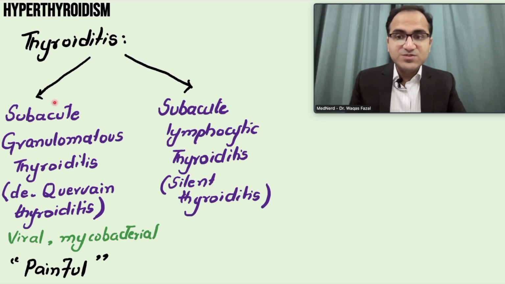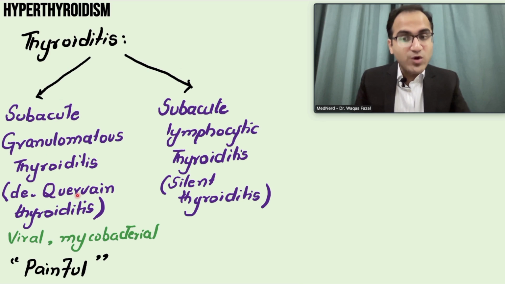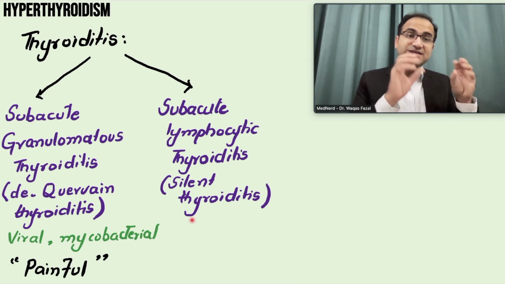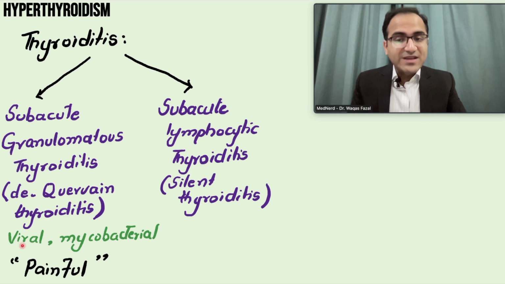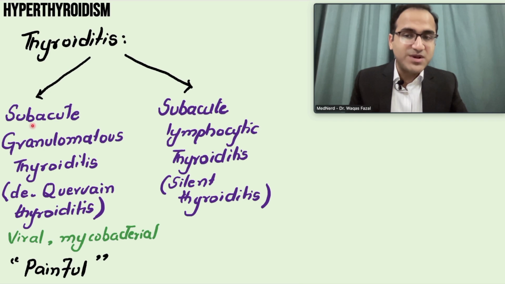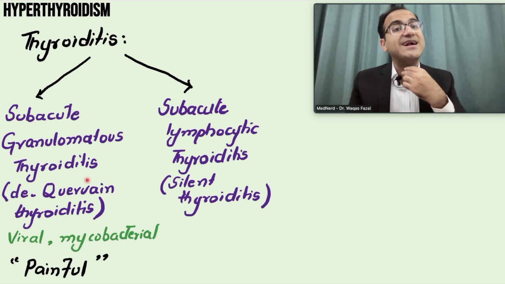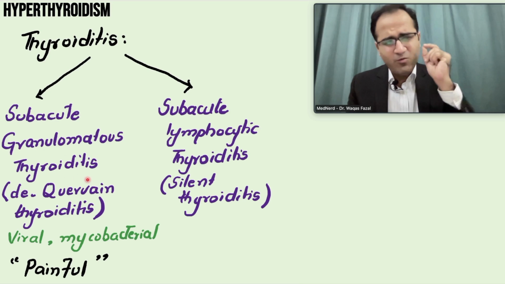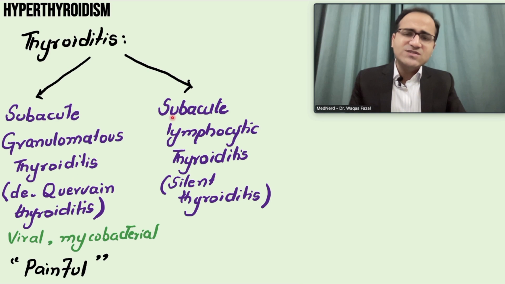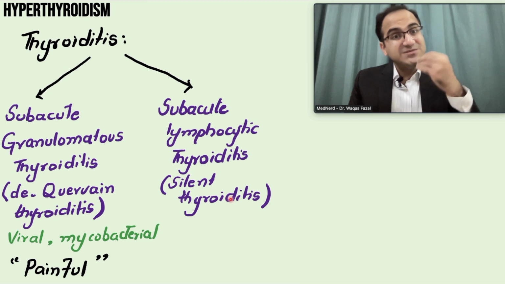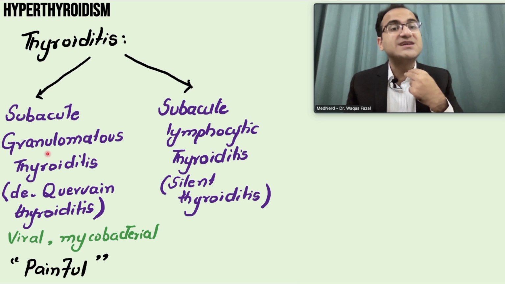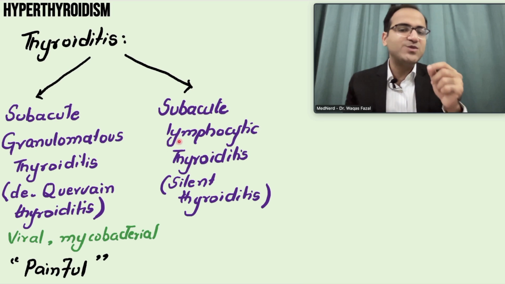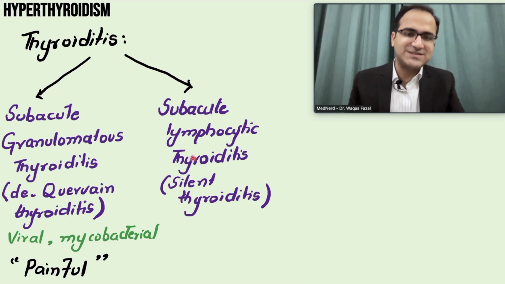Thyroiditis is divided into two types. Subacute granulomatous thyroiditis, also called de Quervain thyroiditis, is where there is an infection in the body and that infection destroys the thyroid gland and releases thyroid hormones. So a viral infection or mycobacterial infection can cause subacute granulomatous thyroiditis, and the thyroid gland on examination is painful. Remember, very important point: subacute lymphocytic thyroiditis, also called silent thyroiditis, is where the thyroid gland is painless. So the difference between the two is that in subacute granulomatous thyroiditis the thyroid gland will be painful, but in subacute lymphocytic thyroiditis it is silent, it is painless.